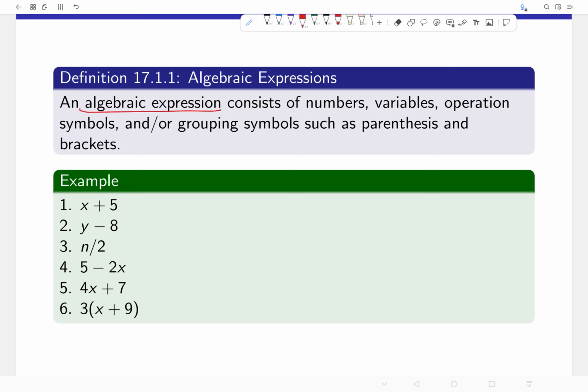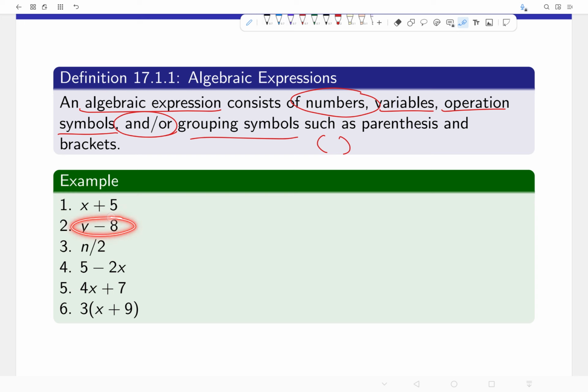As defined, an algebraic expression is composed of numbers or variables with operation symbols and/or grouping symbols like parentheses or brackets. Example, we have number 1, x plus 5. X plus 5 is considered an algebraic expression because it consists of numbers, so we have 5, a symbol or a variable, and an operation. So this one is by definition an algebraic expression.